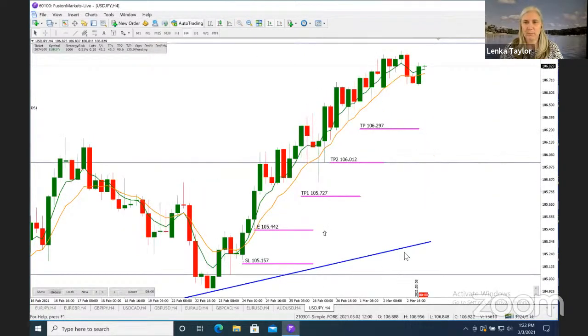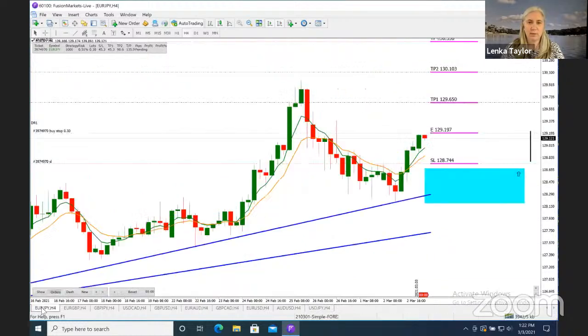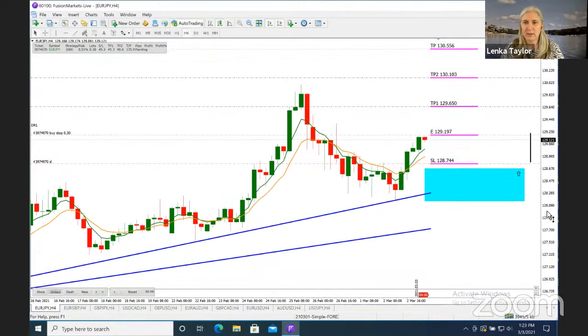And USD JPY, that one I'm leaving at the moment. That was a trade that I took on the show last week. And I would be looking for the price action to come back to this support level again, to the trend line, before re-entering that trade. So that is all the currency pairs I'm going to go through today. So let's have a look. That one is set up as a pending order on Euro JPY.